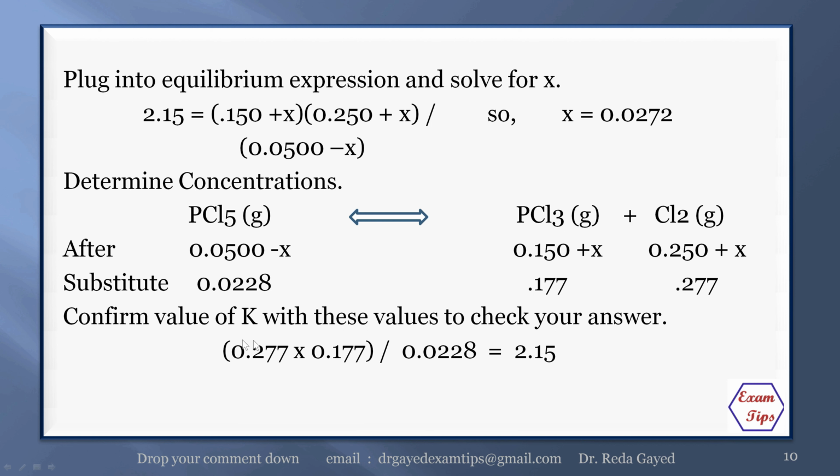Finally, confirm the value of K with these values to check your answer. If you remember, 2.15 is given. If you multiply all these values which you are getting right now, these values here at equilibrium, if you multiply products over reactants, we will find this Kb the same.